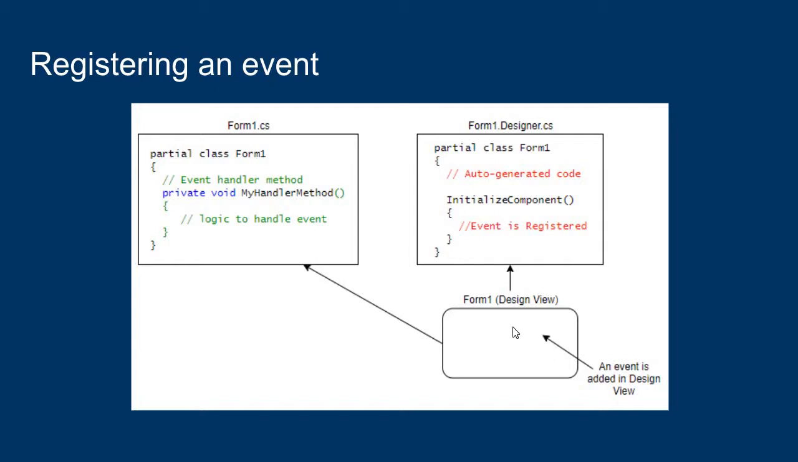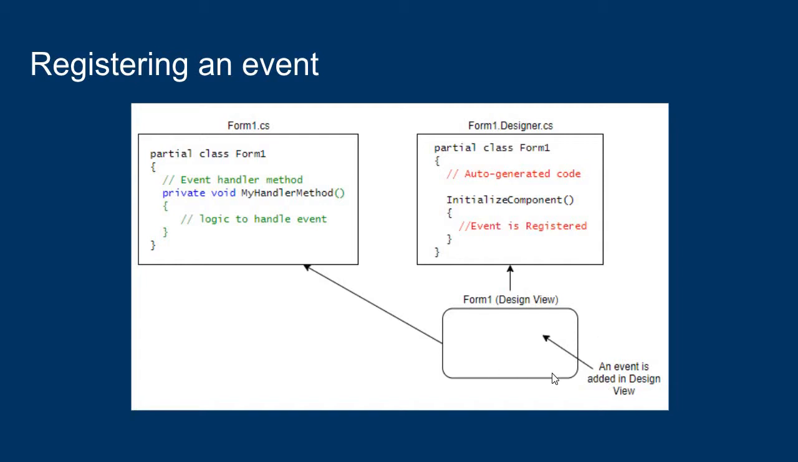For example, if I have a button control, I may want to register the click event on the button control. If I have a text box control, I may register the text changed event on the text box control. So an event is registered to a control on the form. An event can also be registered to the form itself.